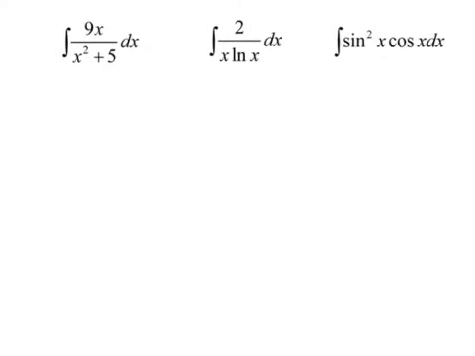In this video, we're just going to review integration by substitution and separable differential equations. So let's look at this first one.